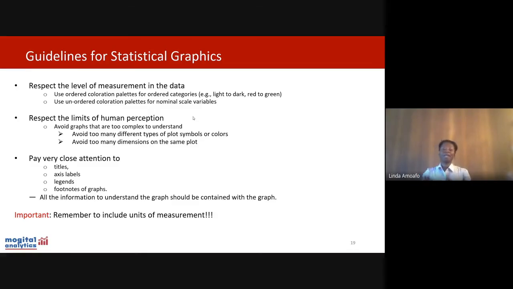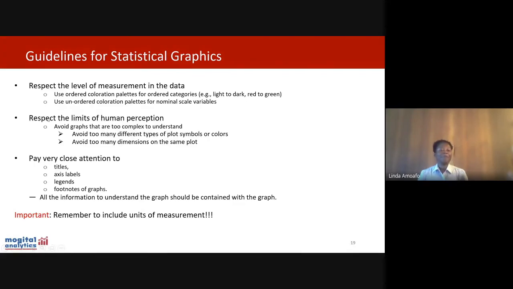because it tells the audience something which you don't want them to know. Once you start using ordered colorization palettes, they tend to think that your data is ordered, but your data is not ordered. So you could color them, but don't make them an ordered colorization.